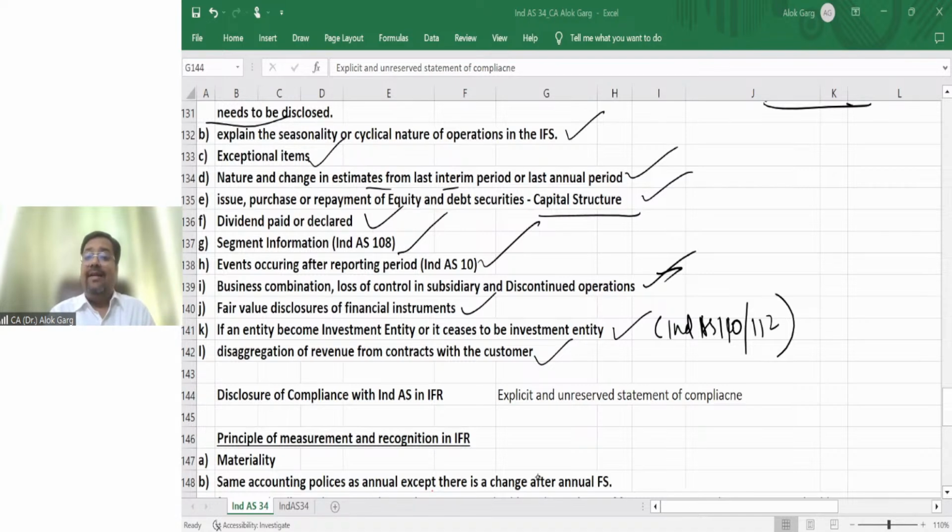Yes, Vivek, the divestment also needs to be disclosed. Losing control, acquiring control, both. Friends, is that clear or is it not clear? Let me know if any part is not clear.